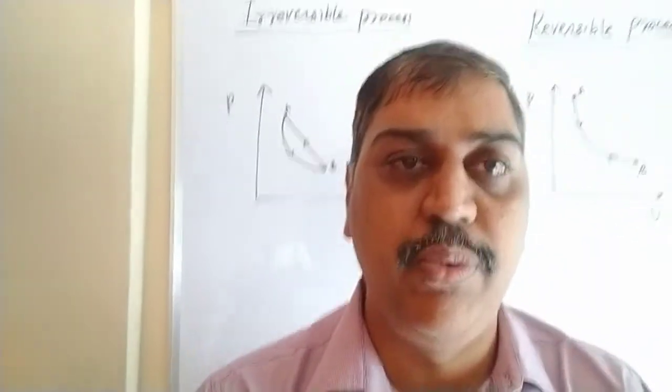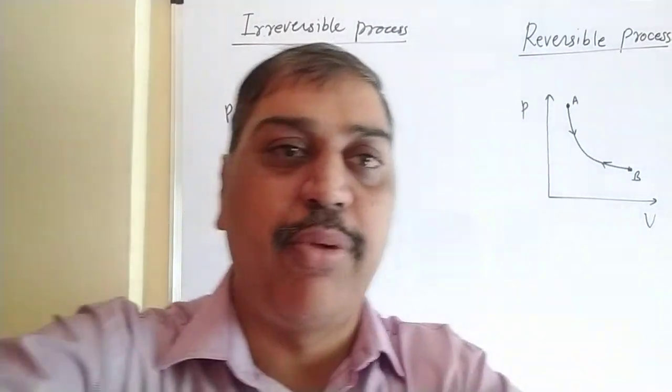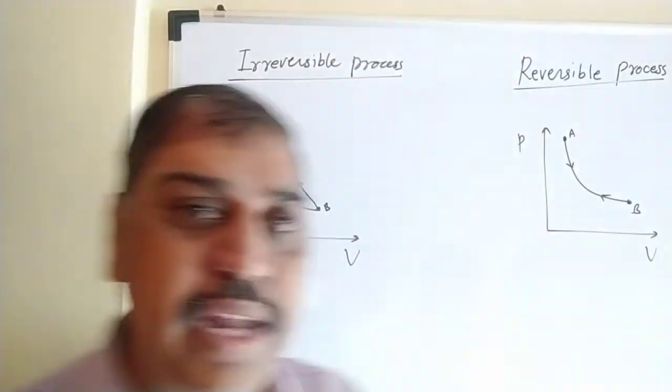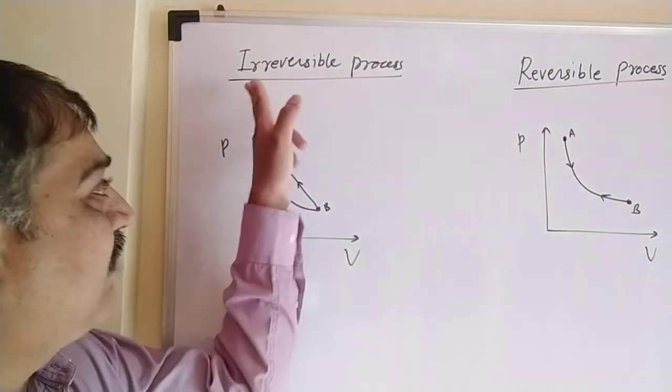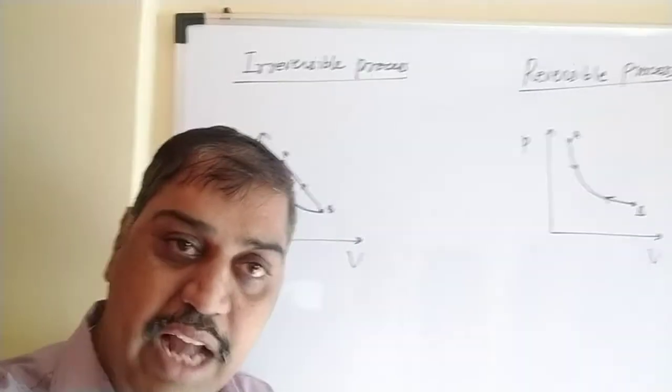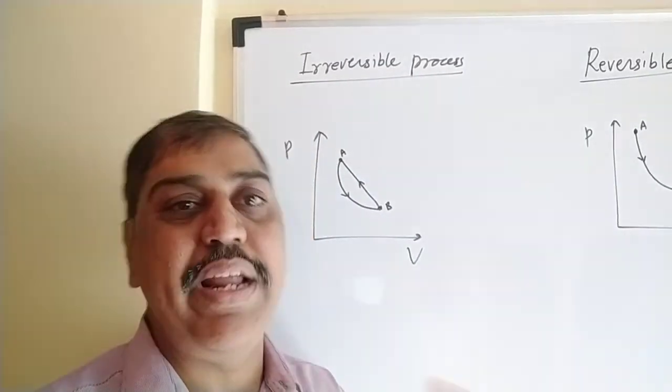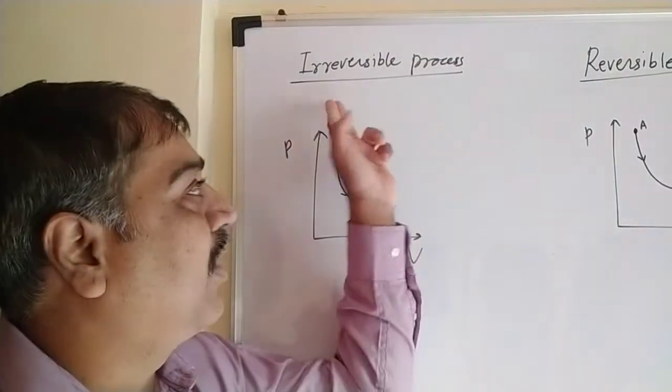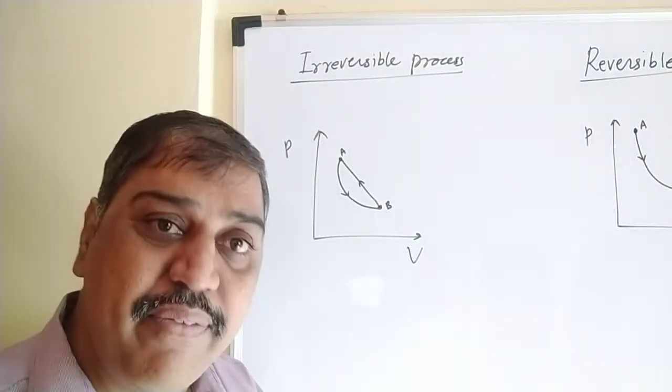Now let's go to the next part, that is irreversible processes. Exactly opposite to reversible processes, these are said to be irreversible. As its name says, it is irreversible. The processes which can move in the forward direction only and cannot be reversed are said to be irreversible processes.